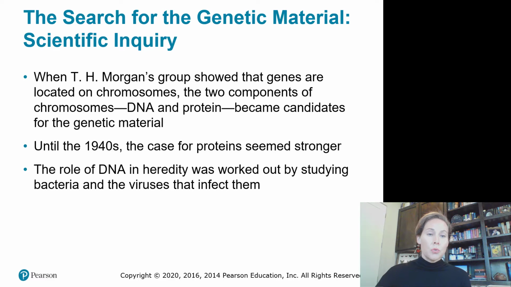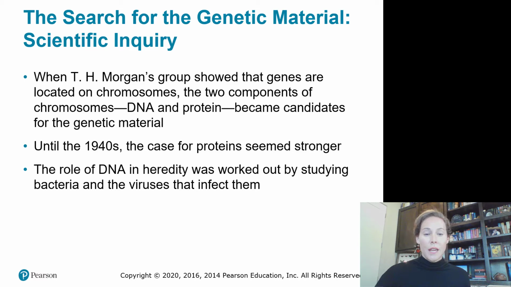So there was an individual named T.H. Morgan, and his group showed that genes were located on chromosomes. And we also knew that there were two components of chromosomes, DNA and protein. And so those two things became candidates for genetic material. So we didn't know yet that DNA was genetic material. Until the 1940s, the case for proteins seemed stronger, but we know today that proteins are not what contain our genetic material. It's DNA that does that.